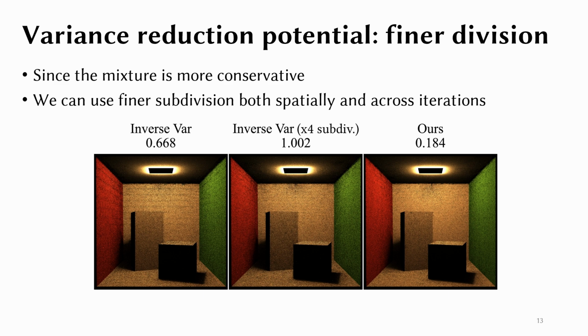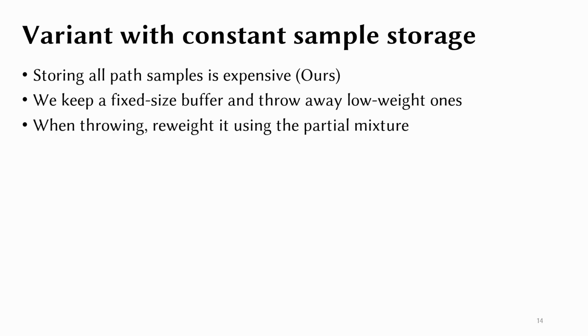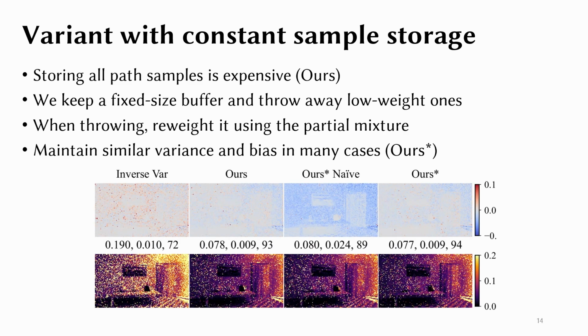Unfortunately, a complete reweighting process needs access to all the distributions and path samples. And storing all the path samples is expensive and almost impractical. Therefore, we maintain a fixed-size buffer with constant storage for path samples. When the limit is exceeded, we immediately throw away low-weight ones. To reduce the bias it may cause, when throwing, we reweight the thrown sample, still using the partial mixture. And as a result, this can maintain similar variance and bias in many cases to the complete method.